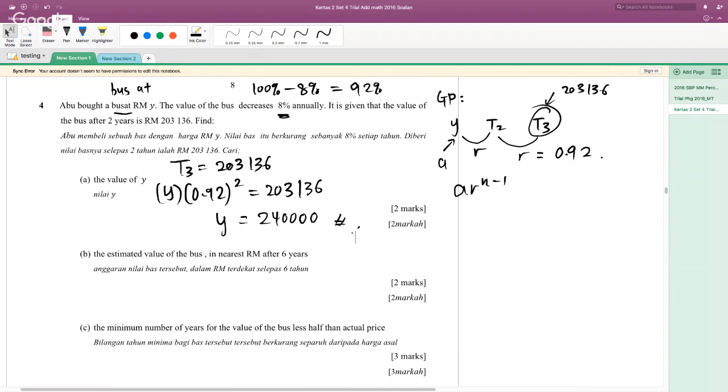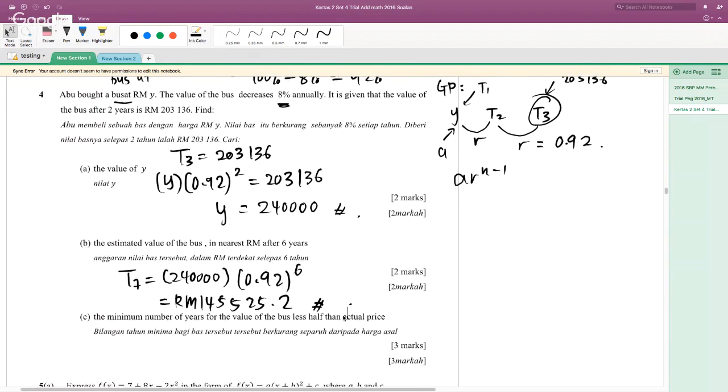Okay, so the estimated value of the bus after 6 years. The first year is basically T1, so after 2 years is T3, so after 6 years is T7. Okay, so I will do A, which is 240000, R is 0.92, and 7 minus 1, which is 6. Multiply by 0.92 to the power of 6. So it should be 145,525.2. Right, this is the amount you have left after 6 years.